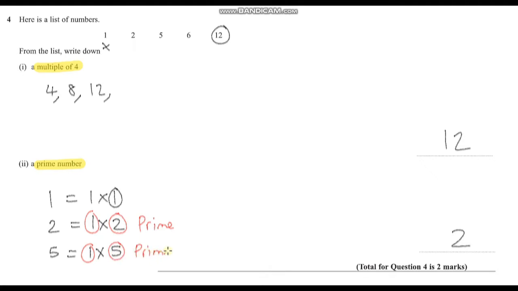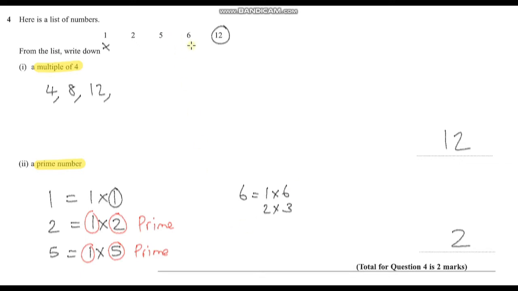So there's more than one answer for this, but it only says a prime number. We don't have to write down all of them. So you could have 2 or 5. Let's check the other ones. So 6. Well, the factors of 6 are 1 and 6, but we could also have 2 and 3. So this is definitely not prime.